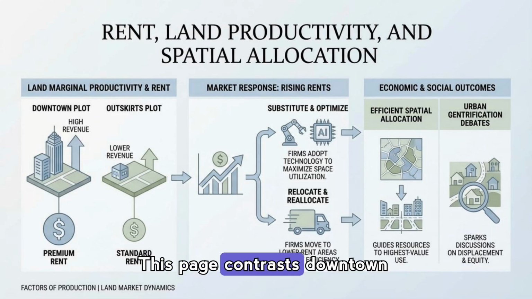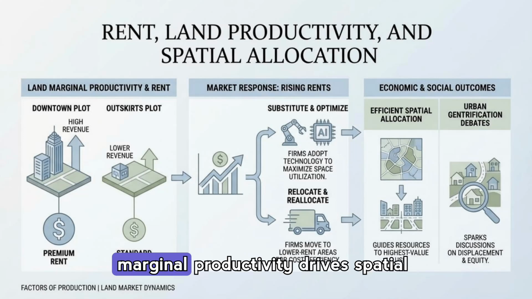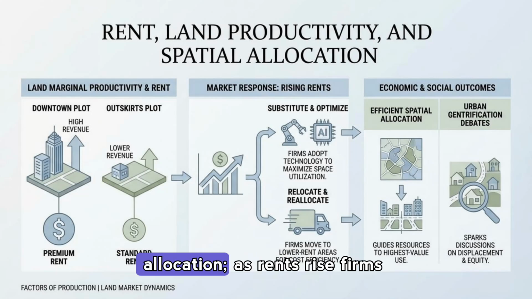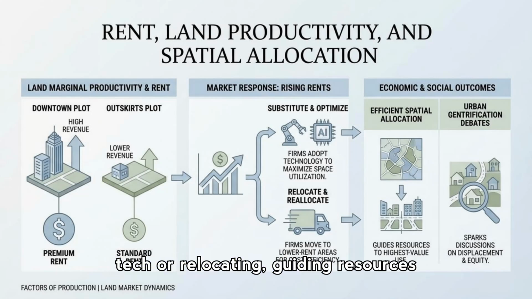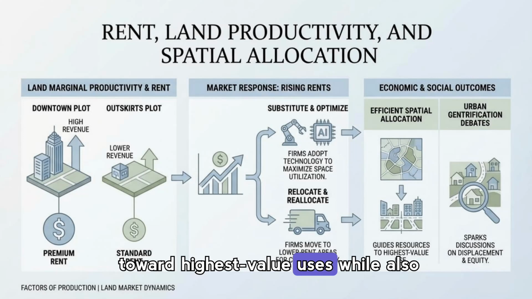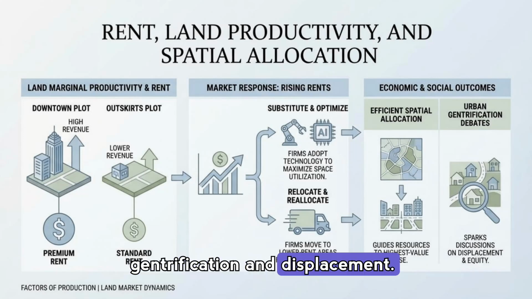This page contrasts downtown premium plots with lower rent outskirts and explains how land marginal productivity drives spatial allocation. As rents rise, firms substitute or optimize by adopting tech or relocating, guiding resources toward highest value uses, while also sparking debates about gentrification and displacement.